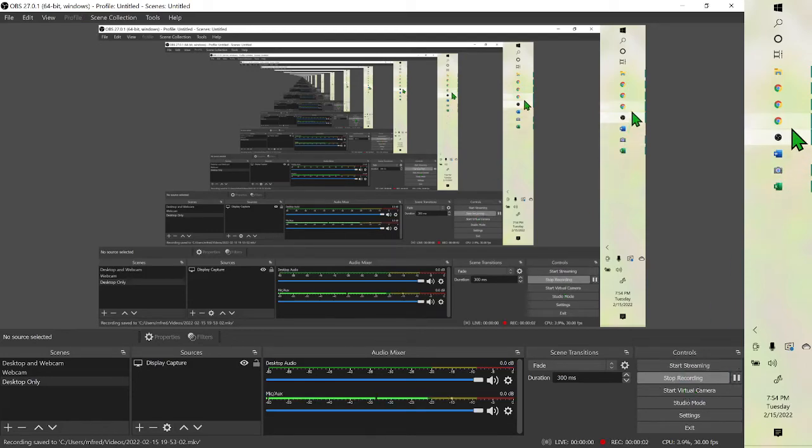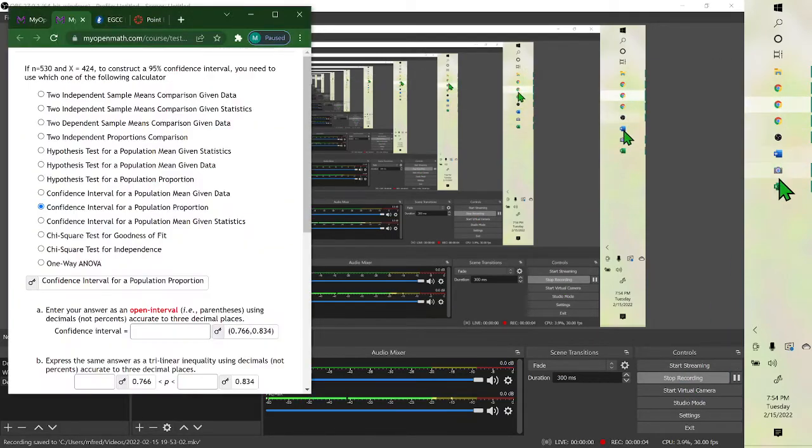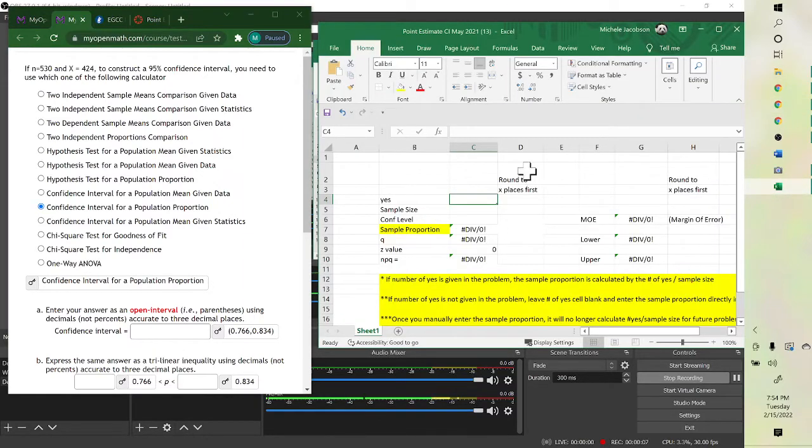Well, for this problem, you want the XL for the point estimate confidence interval. And it says if n is 530 and x is 424, construct a 95% confidence interval. You need to use which one of the calculators? Well, for this one, confidence interval would be these three, and it's a proportion, and the proportion would be the middle one, because this one's a mean, and this is also a mean.